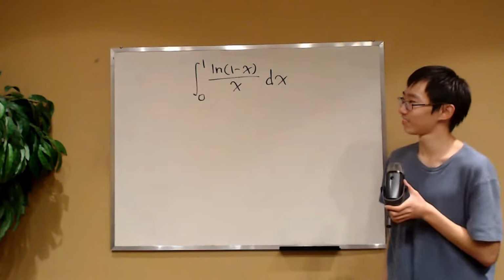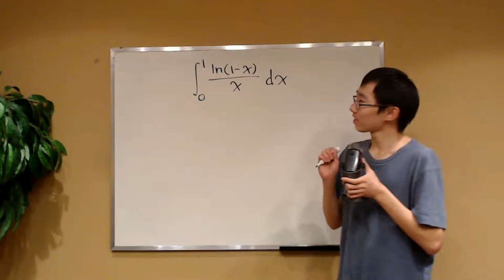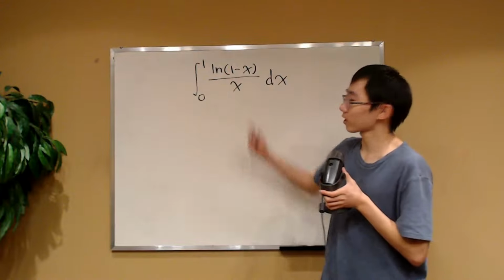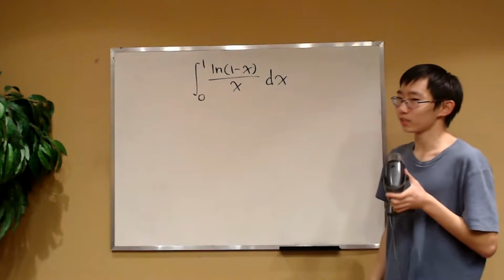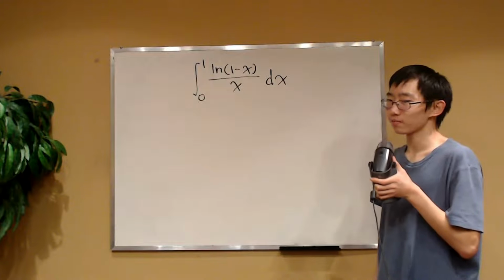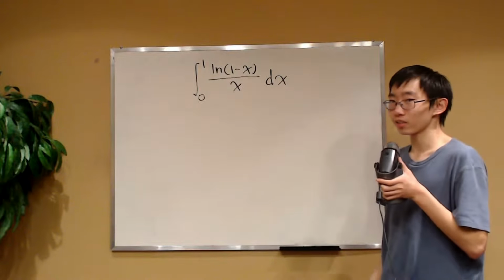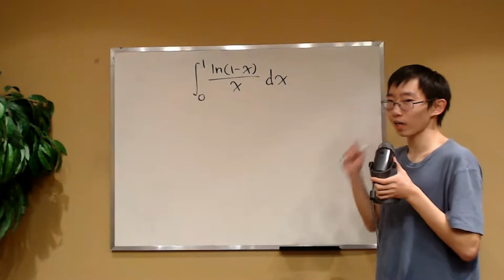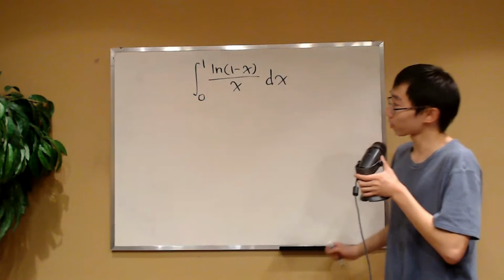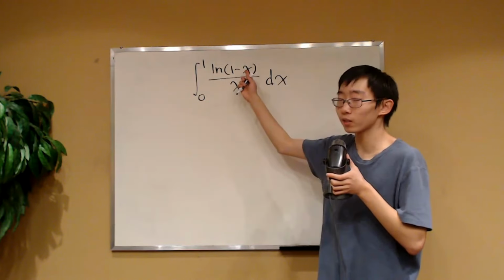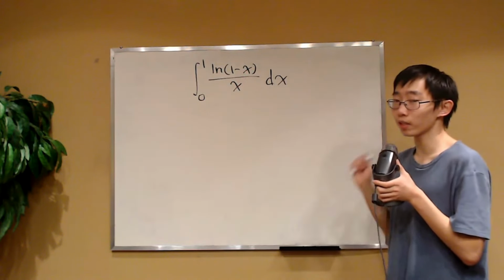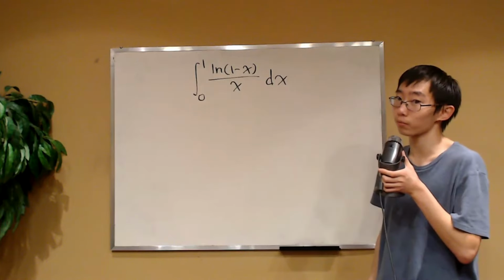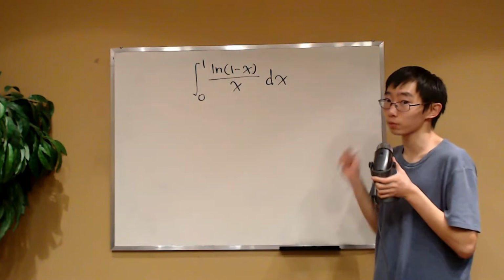Done? Okay, so I know that we have a natural log over x, and that doesn't seem like something that we can integrate very easily. However, there is something that should tug at our intuition. In particular, we see that natural log of 1 minus x is up there. And there's a very nice power series for natural log of 1 minus x. So let's try substituting that in.